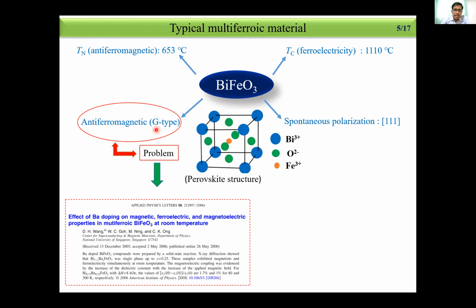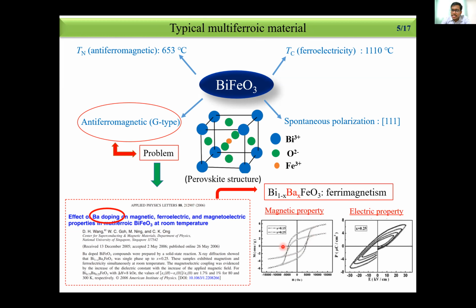So we came across some papers. They are substituting a few elements. For example, here there is a paper by DH1, and they are substituting barium, and you can see the signature of enhanced magnetic property as well as electric property. That means we can substitute some elements in the bismuth ferrite multiferroic thin films to enhance the magnetic property and get rid of the antiferromagnetic property.